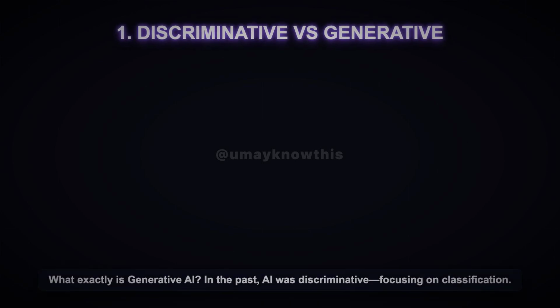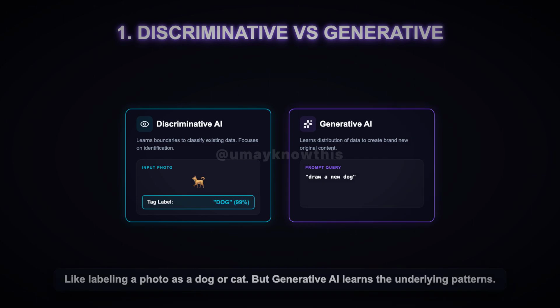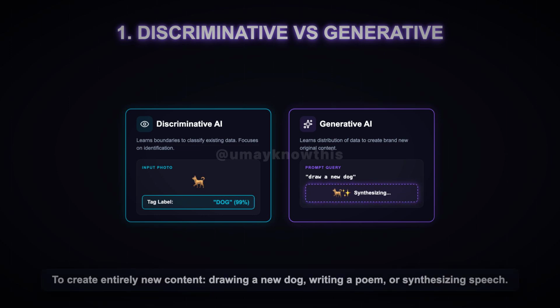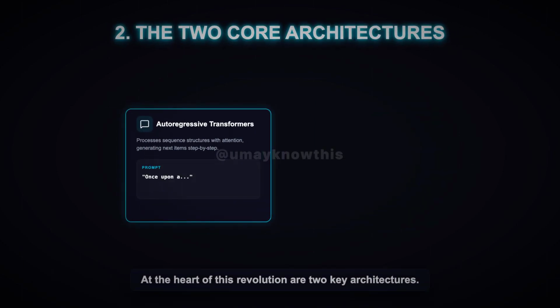What exactly is generative AI? In the past, AI was discriminative, focusing on classification, like labeling a photo as a dog or cat. But generative AI learns the underlying patterns of data to create entirely new content, drawing a new dog, writing a poem, or synthesizing speech. At the heart of this revolution are two key architectures.